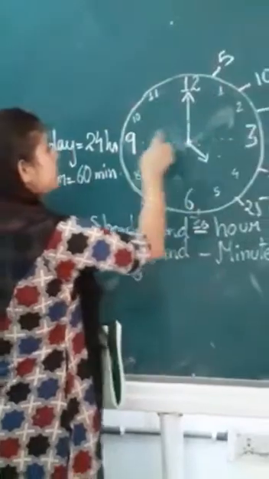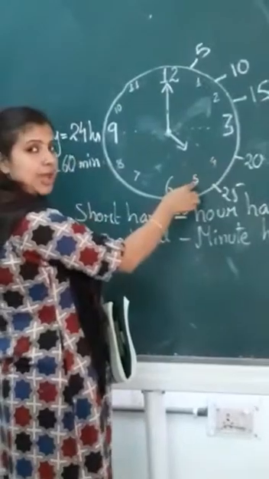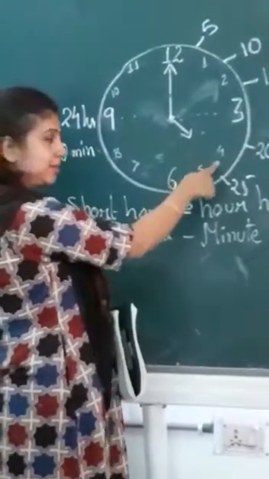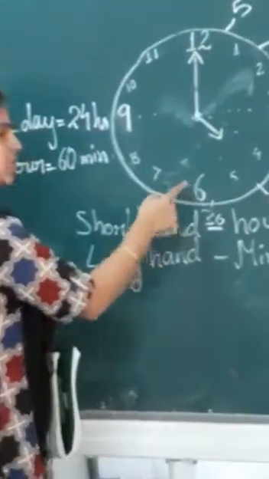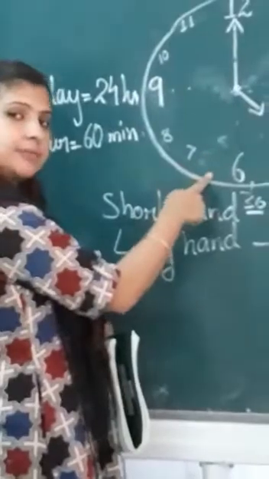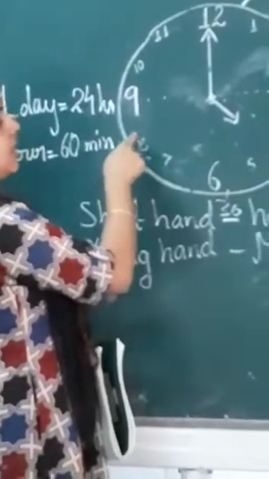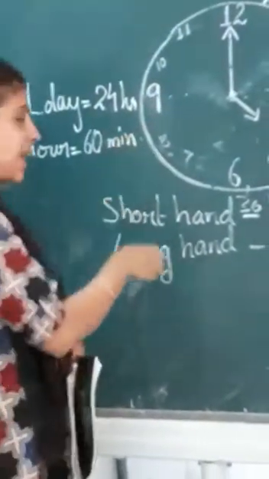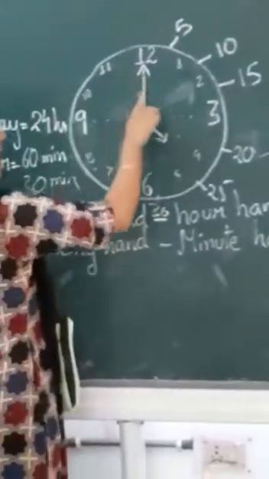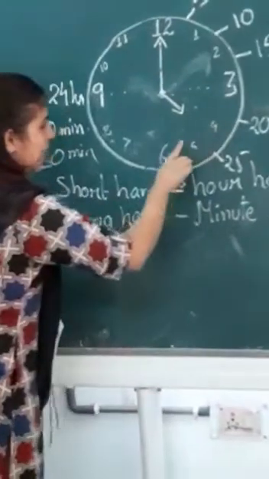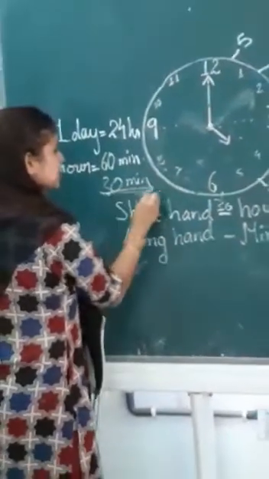So it's moving from 3 to 9. So 3 to 4 we have 5 minutes. 4 to 5, 5 plus 5, 10. 5 to 6, again 10 plus 5, 15. 6 to 7, again 15 plus 5, 20. 7 to 8, 20 plus 5, 25. 8 to 9, 25 plus 5, 30. So, if the minute hand comes from 3 and stops at 9, that means it has covered 30 minutes.